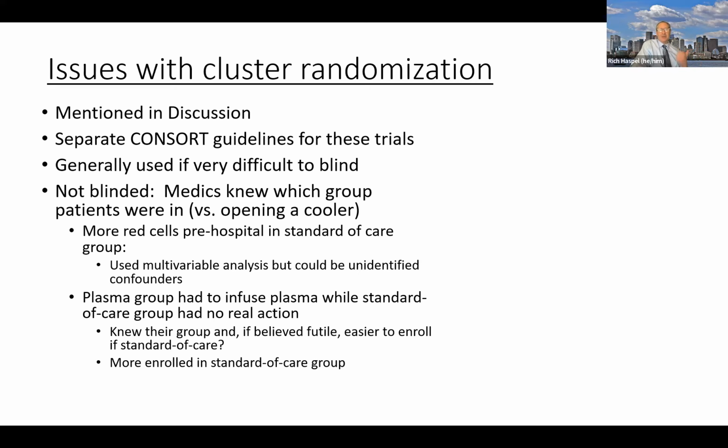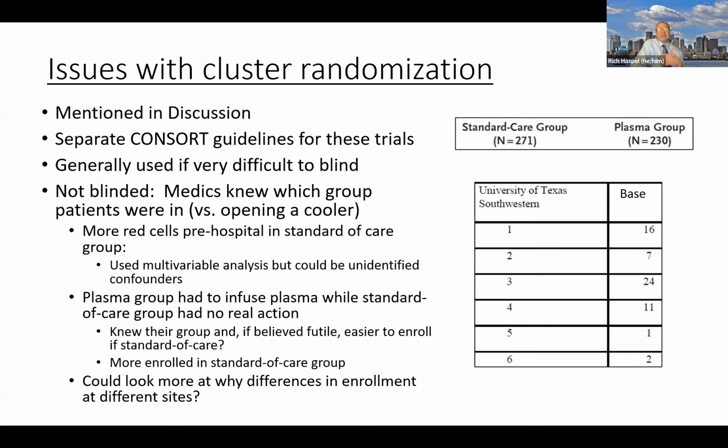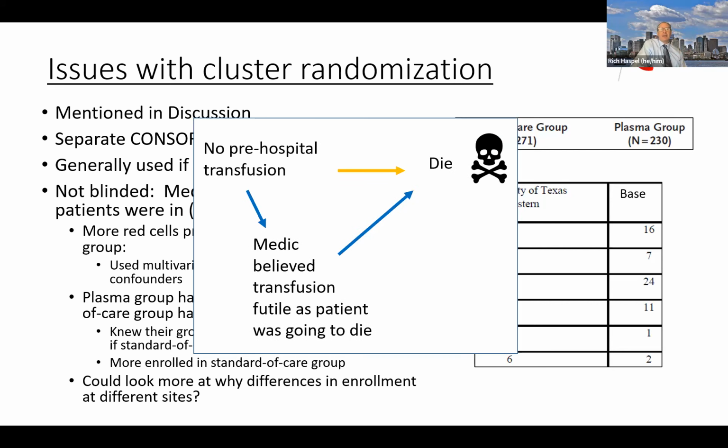So again, if they knew their group and they believed it was futile even to give a unit of plasma, it's easier to enroll in the standard of care, right? So actually more were enrolled in the standard of care group, which again, there were differences in sites in terms of how many they enrolled. So that's also an interesting question. Why is that the case? But the bottom line is I'm still worried.